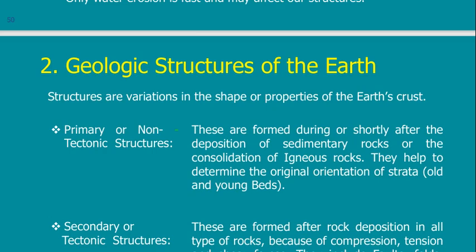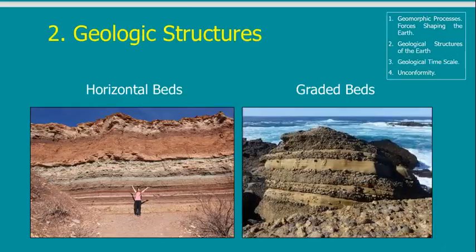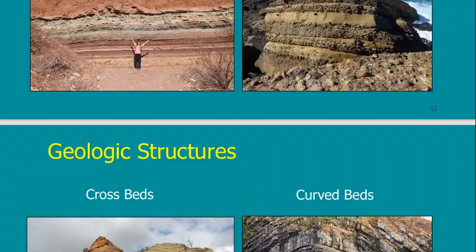We said that geologic structures of the Earth are primary non-tectonic and secondary tectonic. We said it before. What are the geologic structures? Geologic structures are either the normal horizontal beds, something like this, or graded beds. They are horizontal beds, but inside the bed they are graded. The big pieces are below, the small pieces are on top of each layer.